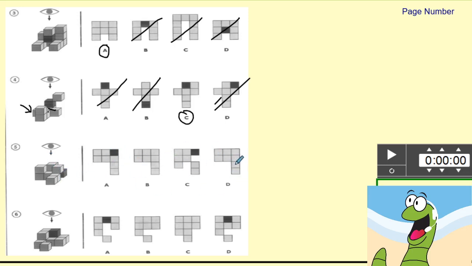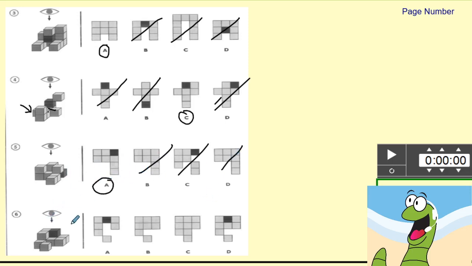D, well, no dark block, get rid of D. C, well, it's tried to trick you on this one because you've got 1, 2, 3, and you can actually see that block that would be seen from above, and no, they've got rid of it. Could it be B? No, it can't, because you can't see that dark block there. So the answer is A.